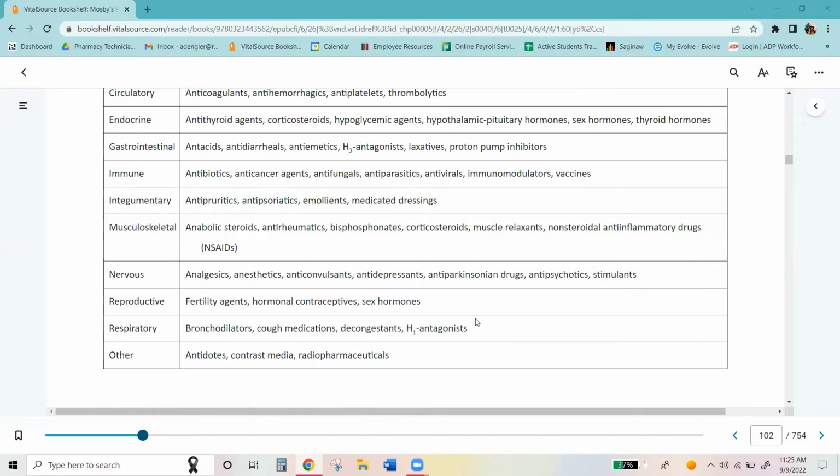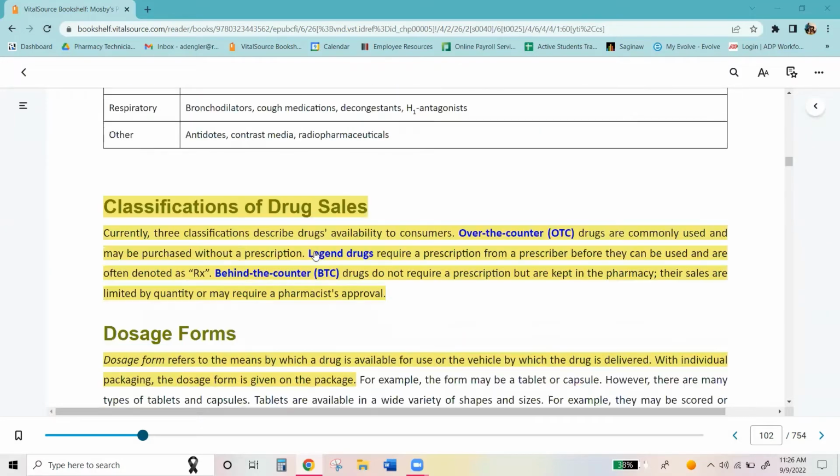The respiratory system, we have bronchodilators, cough medications, decongestants, and H1 antagonist. In the other category, we have antidotes for overdosing of medication, contrast media that is used for diagnostic testing like x-rays and CT scans, stuff like that, and radiopharmaceuticals, which are used for that and multiple other things.